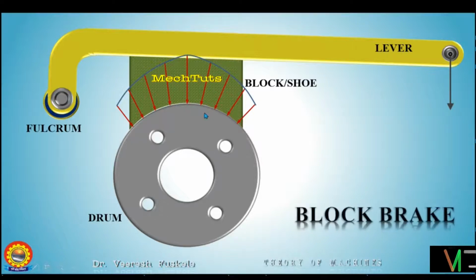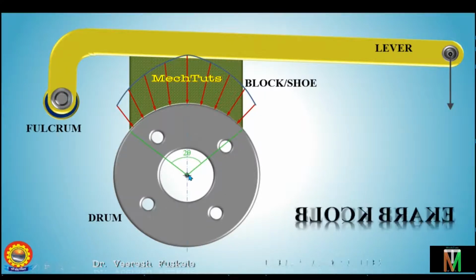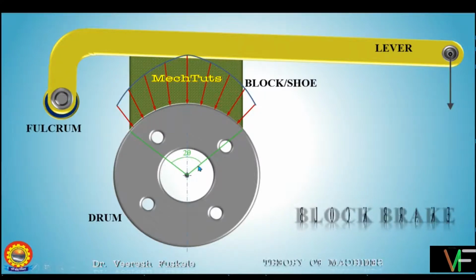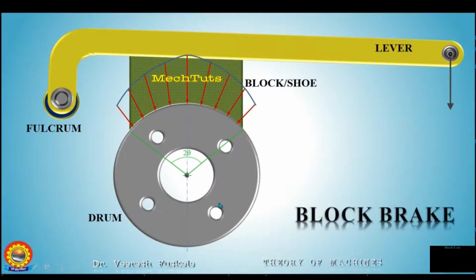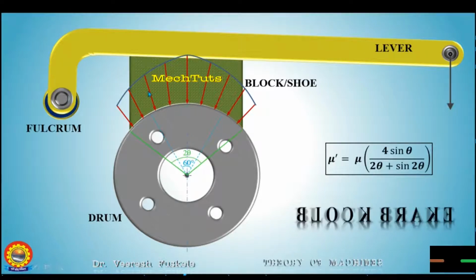So this is actually based on the angle 2 theta. So suppose this block is constituting an angle 2 theta at the center of the drum. 2 theta is taken such that this side is theta and this side is also theta. So this becomes 2 theta. This is known as the contact angle. So if this 2 theta is less than 60 degree, then the pressure is assumed to be uniform, but here as it is greater than 60 degree, so this pressure will not be uniform.